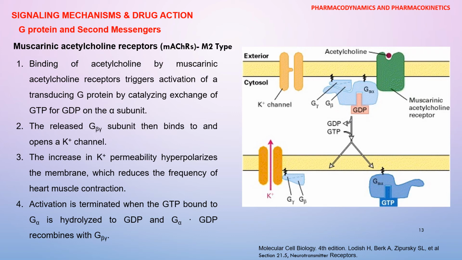Activation is terminated when GTP bound to the alpha subunit is hydrolyzed to GDP and the alpha subunit binds to the beta and gamma subunit of the G protein. This is an example of inhibitory G protein signaling mechanism.